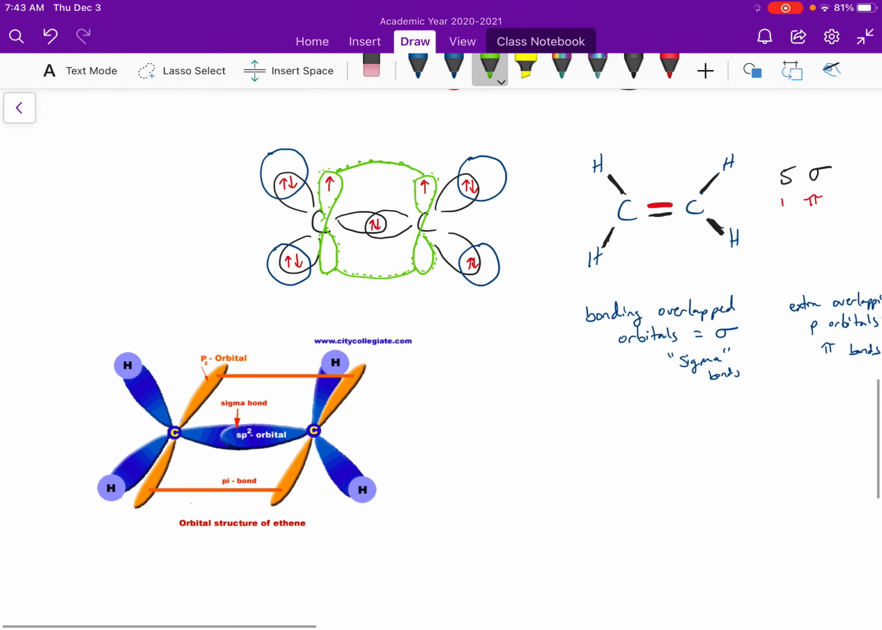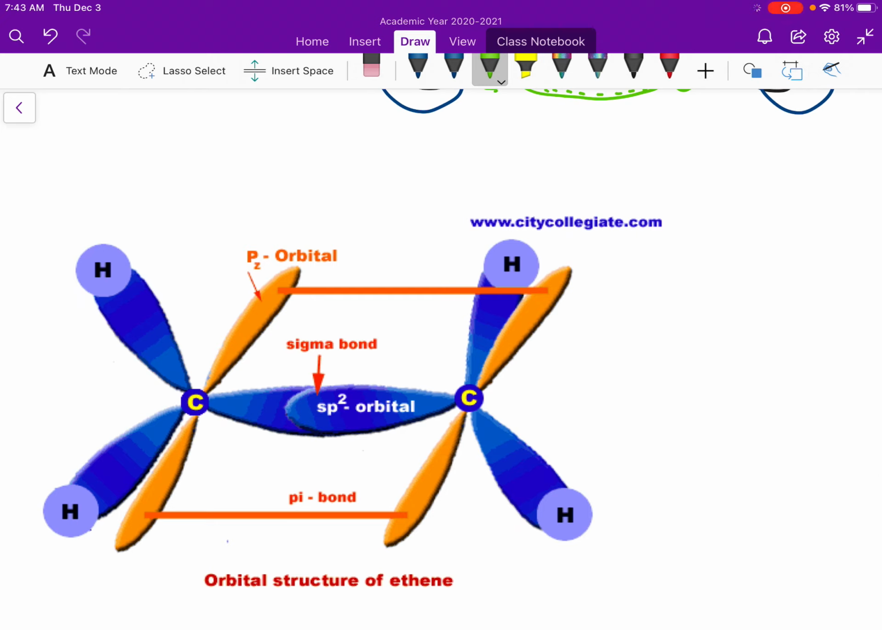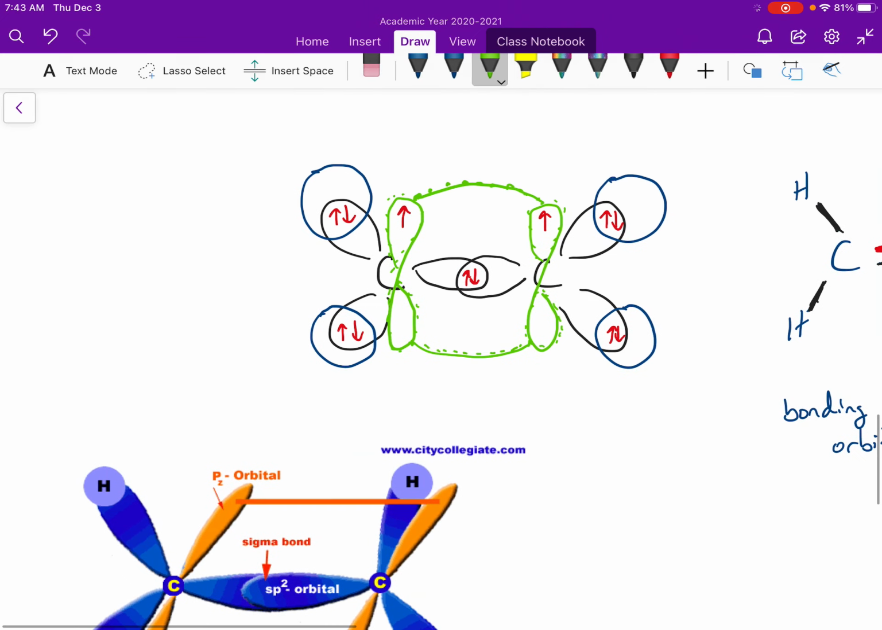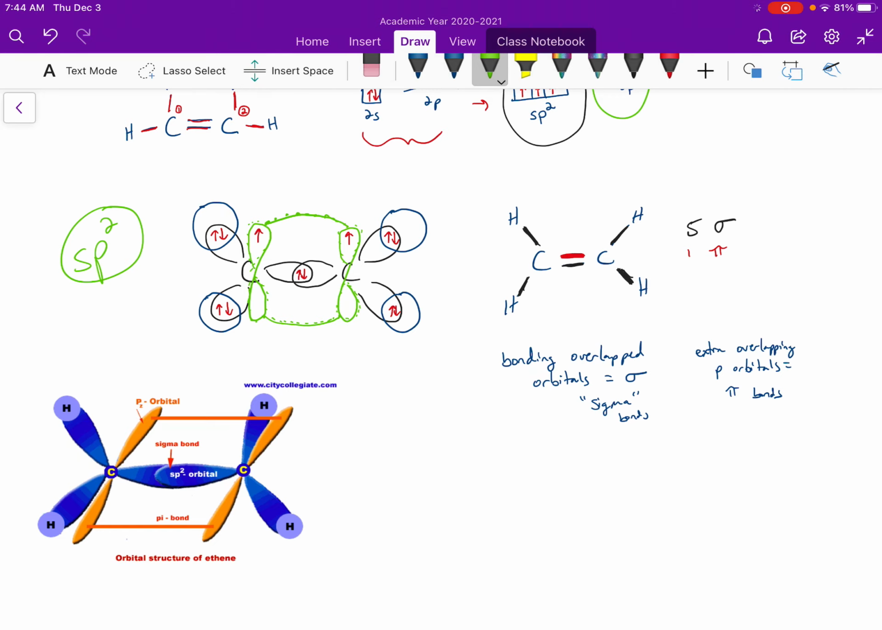Now, if my drawings are not the best, you can maybe look at this guy right here. Okay? Same kind of thing. You have the carbons here overlapping with their sp2, and then the pi bond is overlapping on the top. So we call this sp2 hybridized, because there's only 3 things connected, 3 substituents, and so that's going to be sp2 hybridized. Okay?